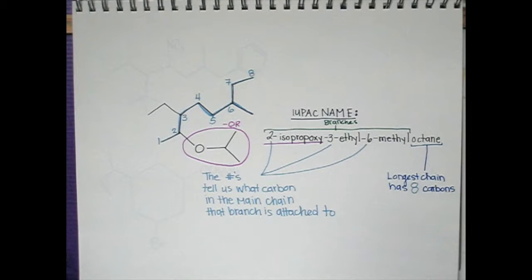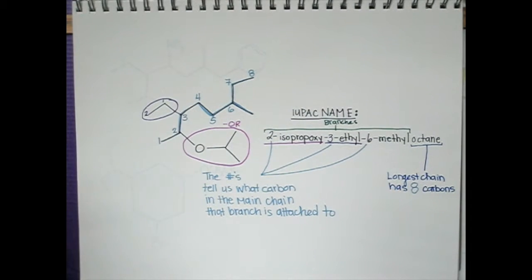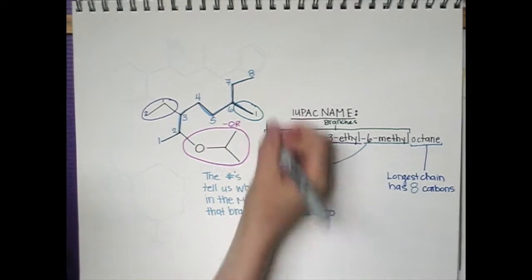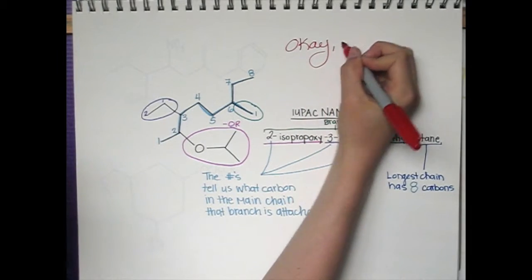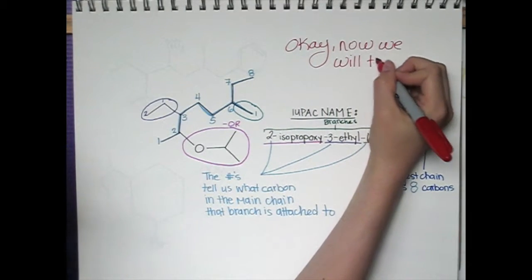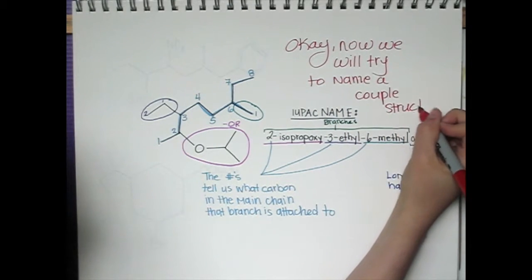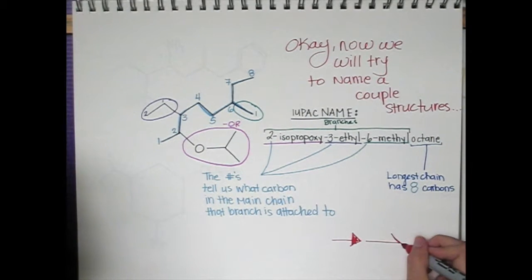Coming off carbon number 3 is an ethyl group which has 2 carbons on it. Coming off carbon number 6 is a methyl, which is only 1 carbon. So there is an example of dissecting a name. Hopefully that kind of shows you the pattern, and we'll name a few on our own. Get some paper out. Get ready to pause this video if you need to.